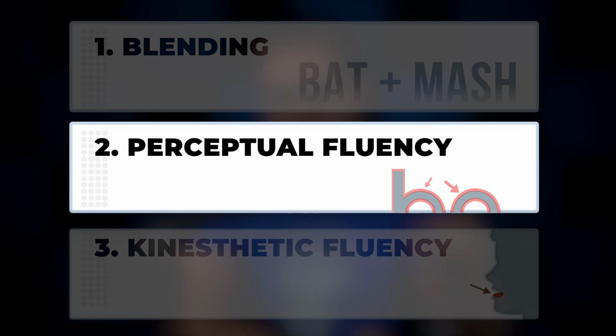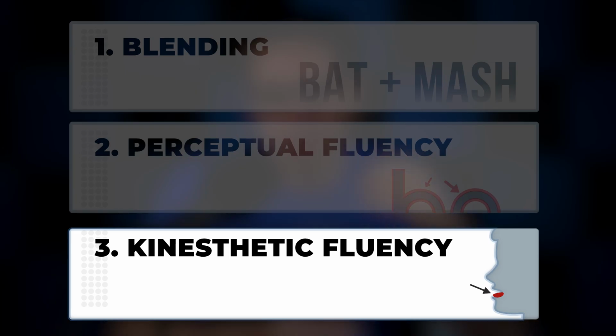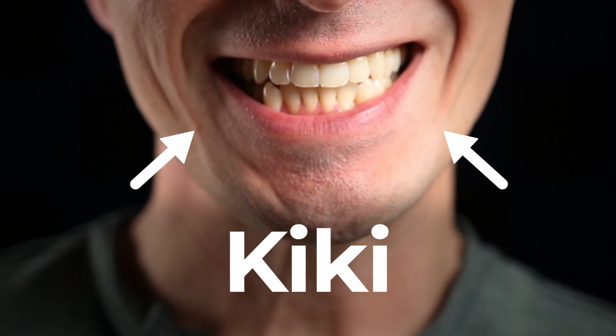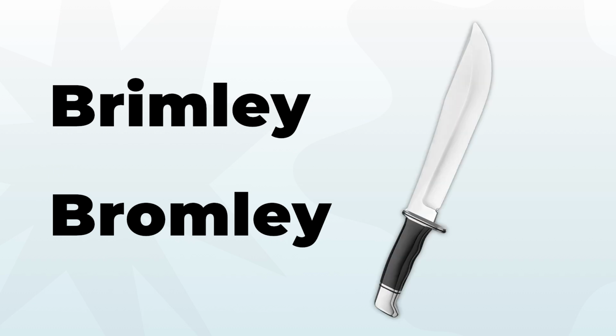With perceptual fluency, Kiki seems sharp because the letter K is sharp, while Booba seems round because the letter B is round. Other researchers argue that it's caused by the shape of the mouth. Kiki forms an angular shape of the mouth, while Booba forms a round shape of the mouth. And why does that matter for naming a business? Consider 2 names, Brimley and Bromley. Which of these names would be better for a knife?